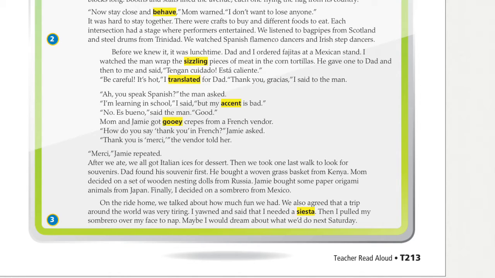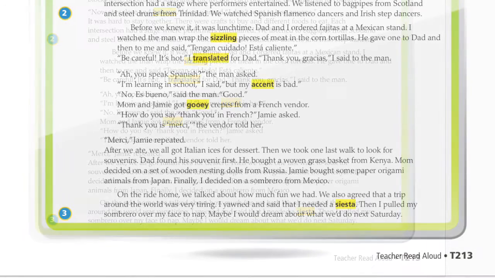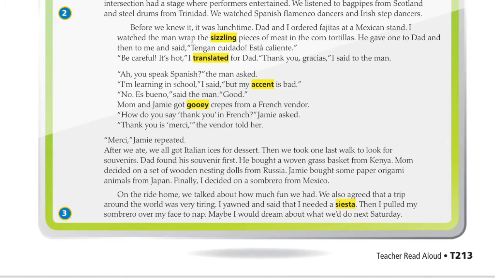Dad found his souvenir first. He bought a woven grass blanket from Kenya. Mom decided on a set of wooden nesting dolls from Russia. Jamie bought some paper origami animals from Japan. Finally, I decided on a sombrero from Mexico.